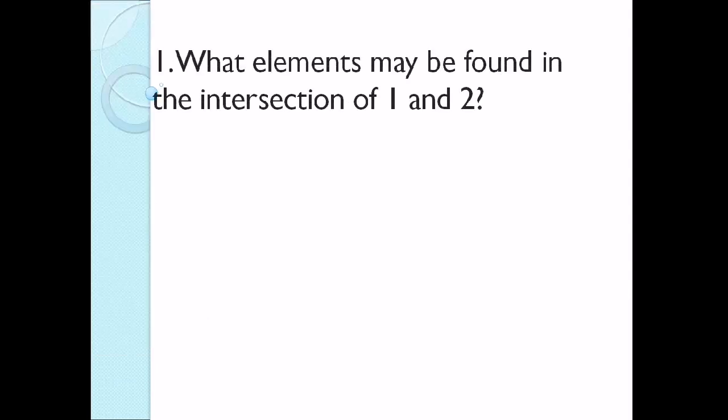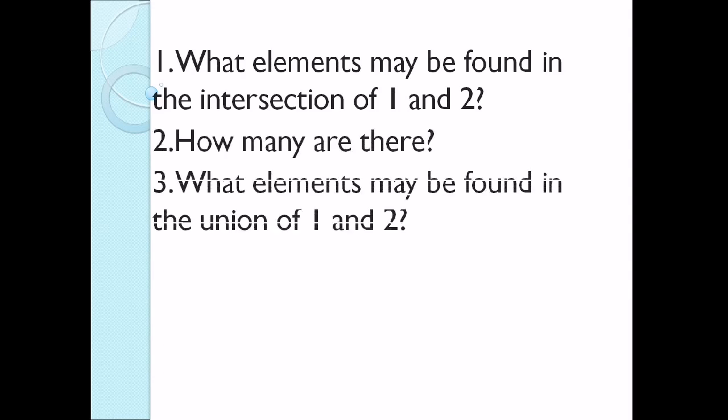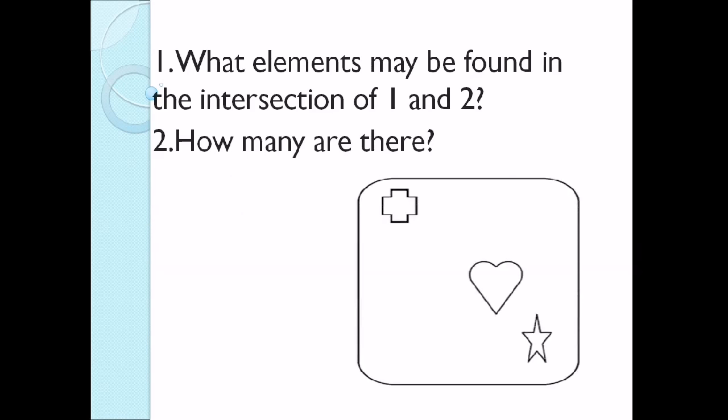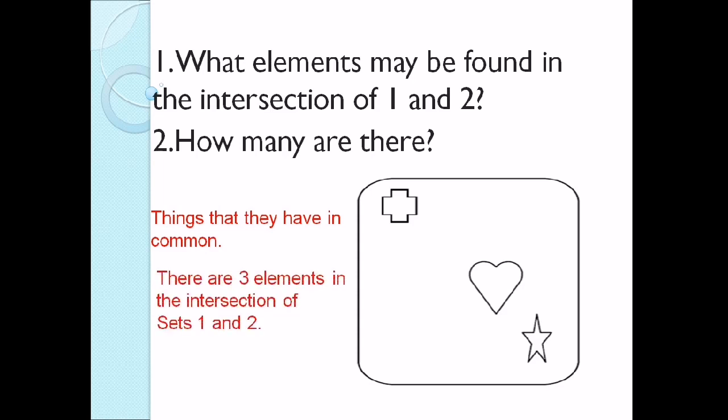So from our question, what elements may be found in the intersection of 1 and 2? So how many are there? So what elements may be found in the union of 1 and 2? And then how many are there? So dito sa first two questions natin, ito yung mga objects na makikita natin doon sa intersection ng 1 and 2. So pag sinabi natin intersection of 1 and 2, these are things that they have in common. Ano ba yung magkatulad sa dalawang pictures? There are three elements in the intersection of sets 1 and 2.